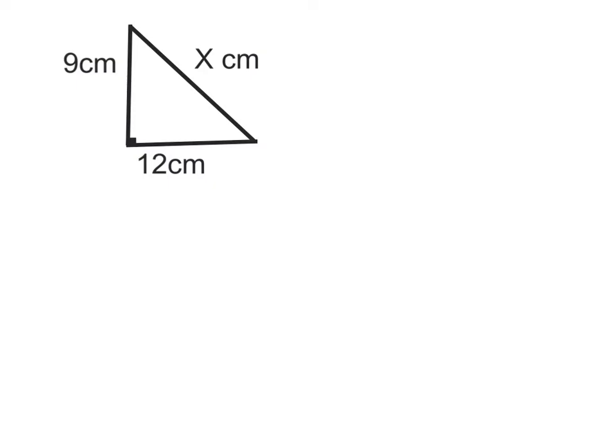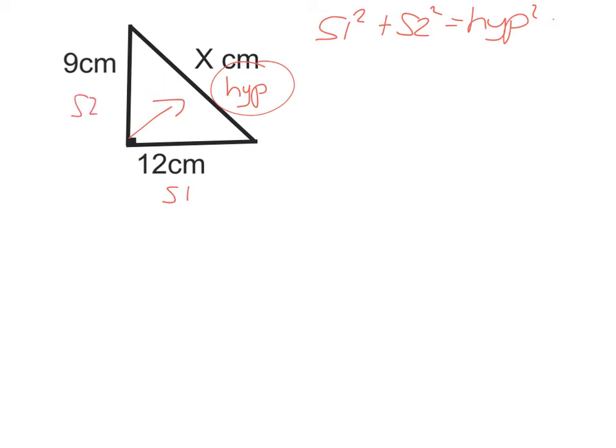Okay, pause the video and then try and do this one yourself. Okay, so hopefully you've remembered what your formula is. Side 1 squared plus side 2 squared equals the hypotenuse squared. And the hypotenuse, again, is our x, side 1 and side 2. Now the way I talked you through it before was writing out your full formula and substituting in. And that is a good way to go about these questions.